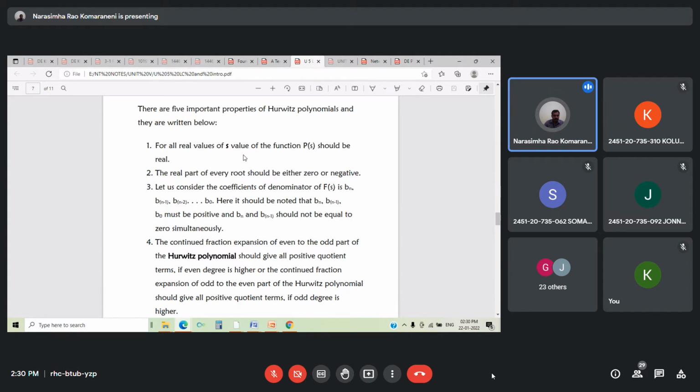For all real values of s, the value of the function, that is the function of s, should be real. The real part of every root should be either zero or negative. And the third property: for example, consider a given function f of s, the denominator of that f of s is from b naught to bn. Here it should be noted that all those coefficients from b naught to bn must be positive, and no coefficient should be equal to zero.